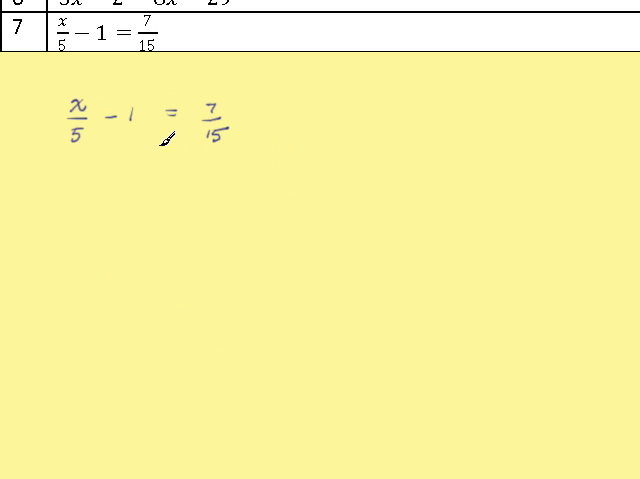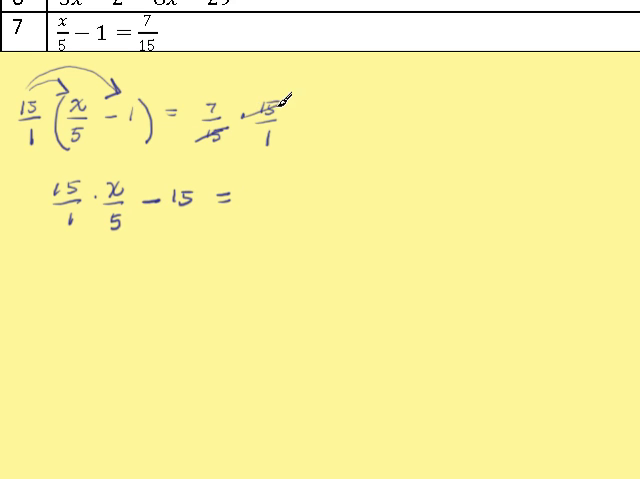In number 7, we want to clear out these denominators of 5 and 15. So we'll multiply both sides by the common denominator, which is 15. So that'll be 15 over 1 on both sides. On the left, let's do the distributive law before we cancel. So we have 15 over 1 times x over 5 minus 15 is equal to, and on the right we just have 7. Let's do our canceling now.